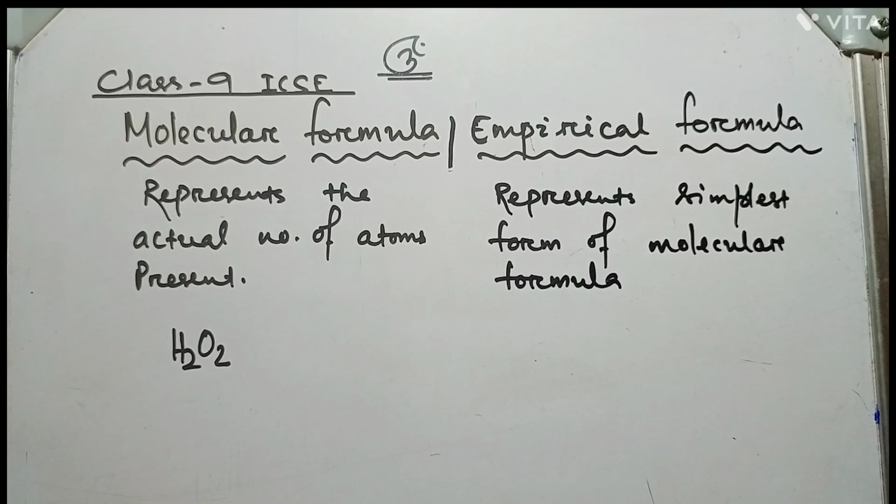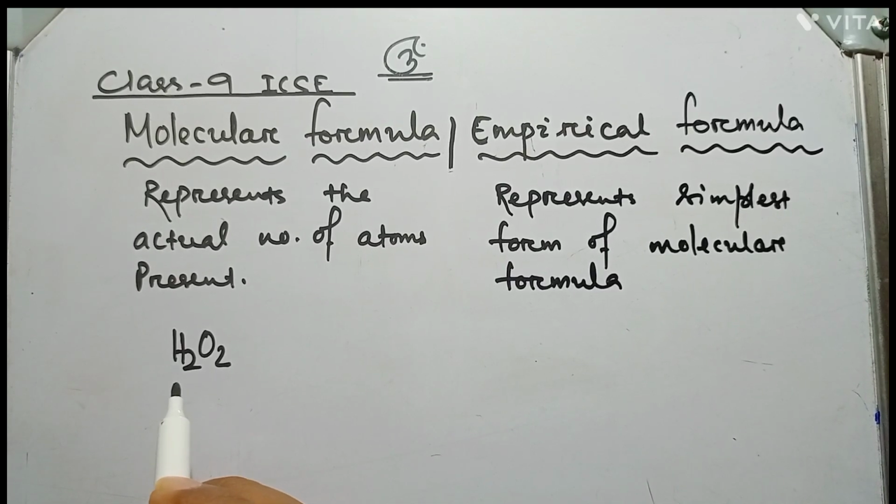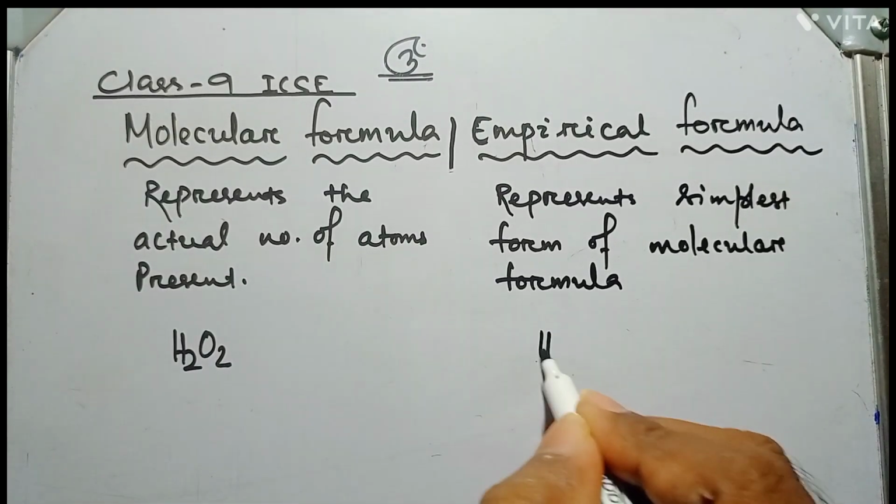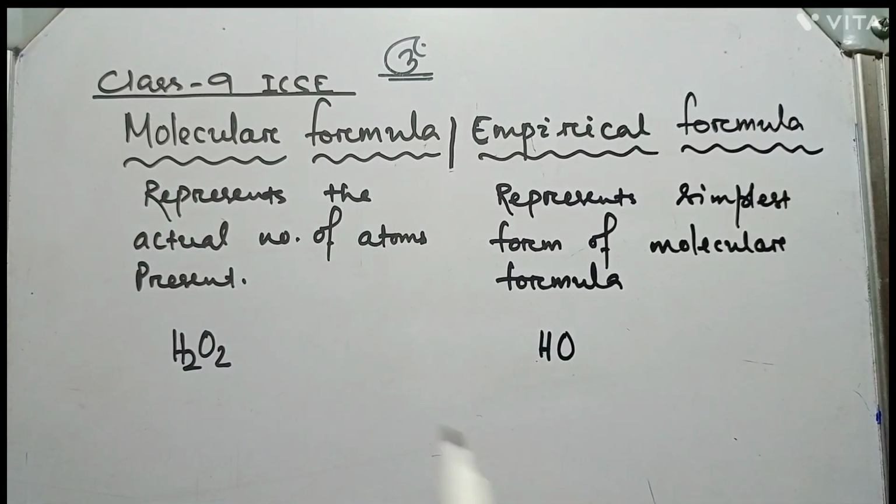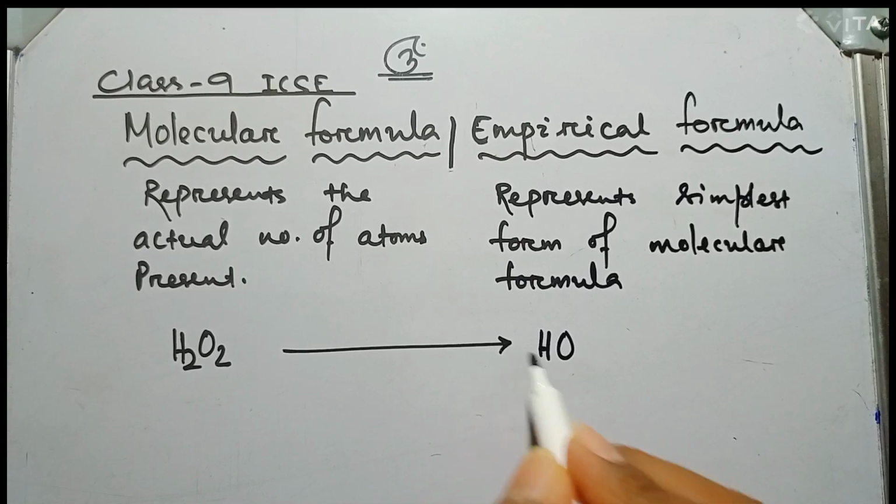So as it is H2O2, what will be the simplest form? Simplest form in the sense you have to check the subscripts present here. If it is divisible by any common number, then we'll divide it. So here the common number will be 2. When we divide 2 by 2, we get 1. So that's why H2O2 becomes HO. That means the empirical formula of H2O2 is HO.